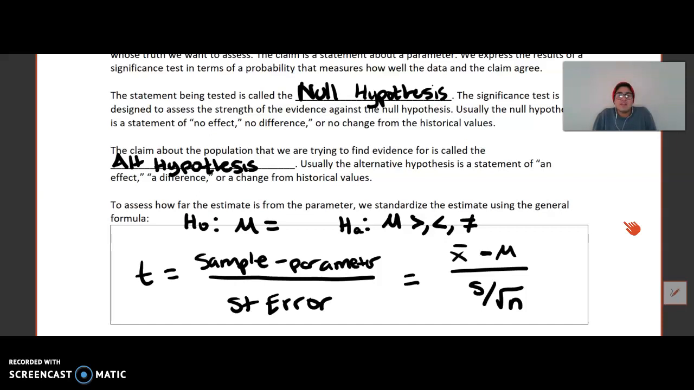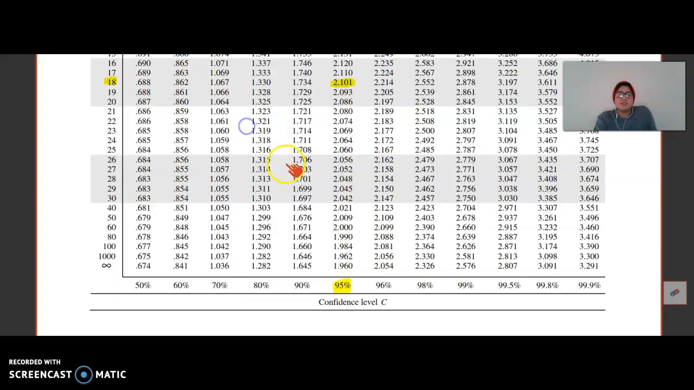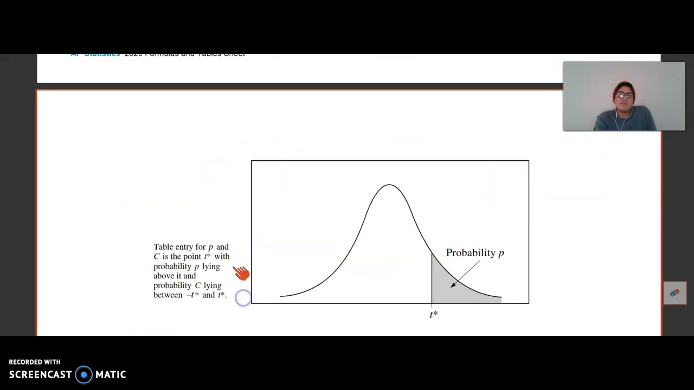Now, to assess how far the estimate is from the parameter, we standardize the estimate using the general formula: sample minus parameter over the standard error. But here, for our means, we're going to use our sample mean minus the claimed population mean. And then again, we usually don't know the population sigma, so we'll use our sample standard deviation to estimate sigma, and we'll divide that by the square root of n. And this looks very familiar to our sampling distributions for a one sample mean.